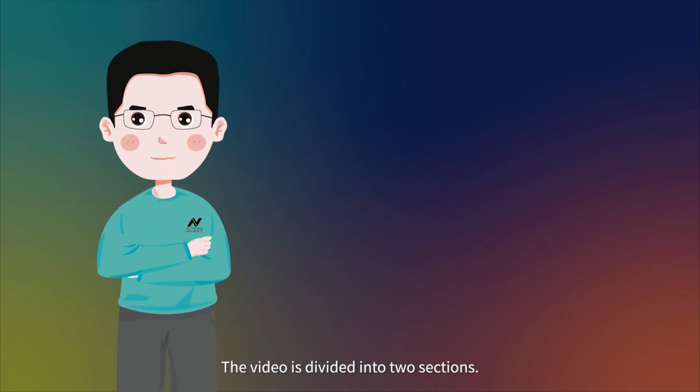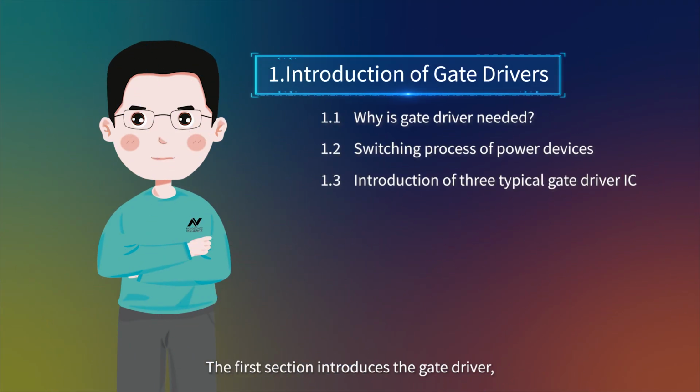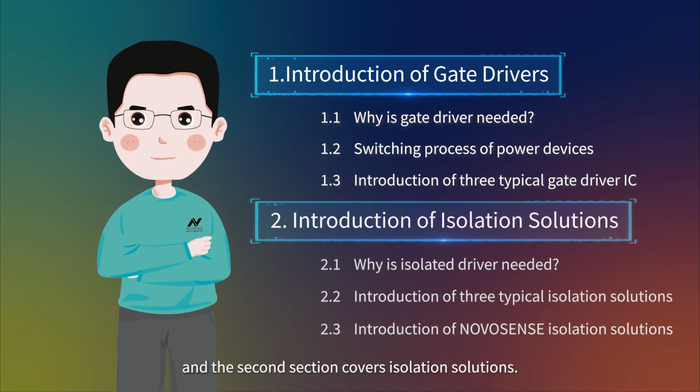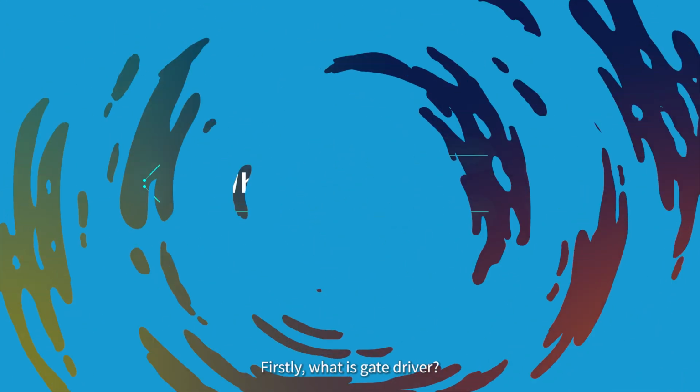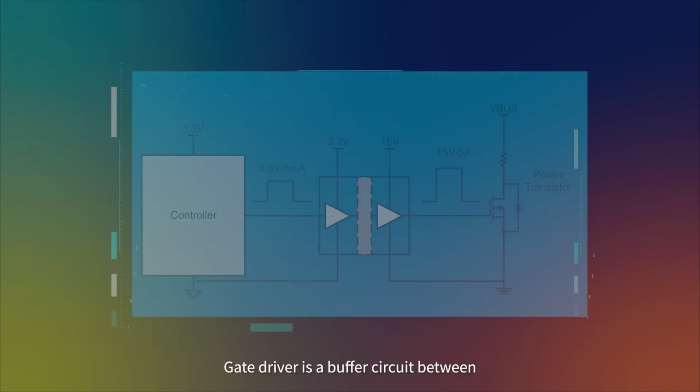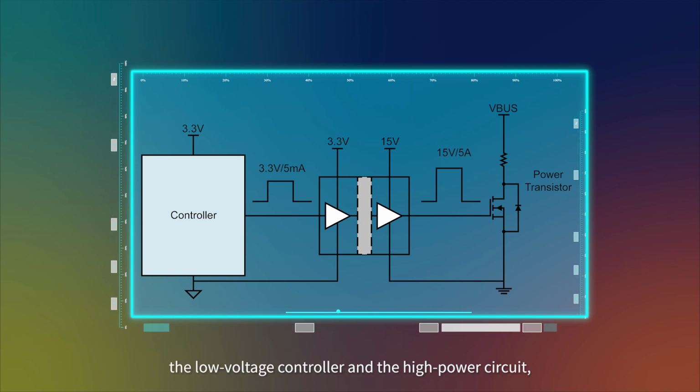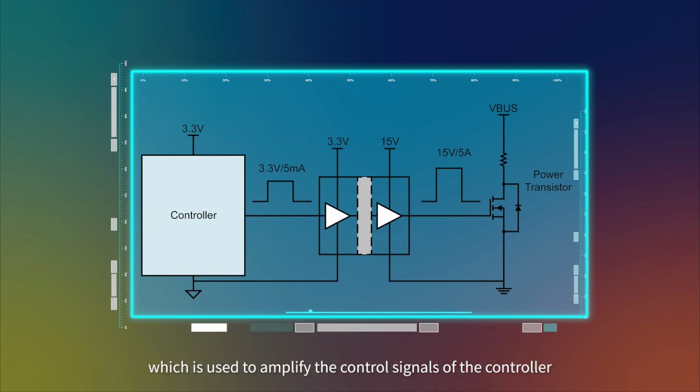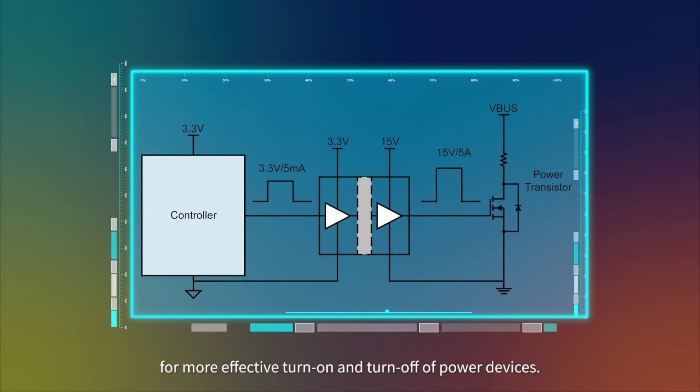The video is divided into two sections. The first section introduces the gate driver, and the second section covers isolation solutions. Firstly, what is a gate driver? A gate driver is a buffer circuit between the low-voltage controller and high-power circuit, which is used to amplify the control signals of the controller for more effective turn-on and turn-off of power devices.